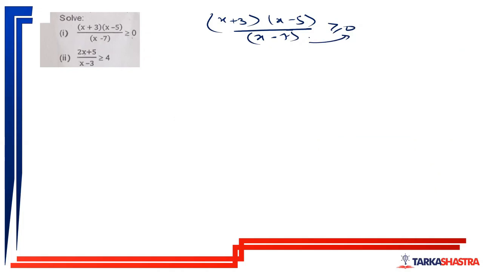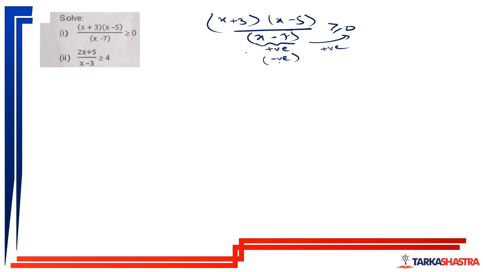But this is wrong. Why? Because if x minus 7 is a positive value, then there is no harm. We can just take this value and multiply it by 0. But what if it is a negative value? If it is a negative value and we multiply by it, we know that the inequality changes its nature. So we'll have to do that. But we don't know whether x minus 7 is positive or negative.